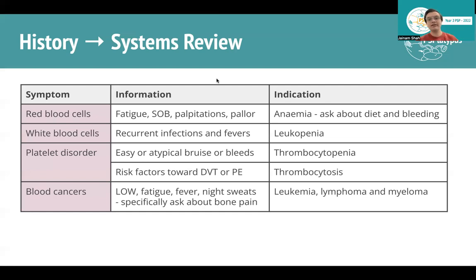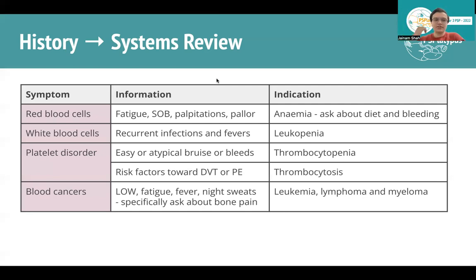Another one would be too many platelets, or thrombocytosis. So in this case, now you're clotting too much, right? And this can usually be hereditary forms of these sorts of conditions. So ask them about risk factors that would lead you towards thinking about a DVT, a deep vein thrombosis, or a pulmonary embolism. So, shortness of breath, have they had any leg pain, that kind of thing. Cough as well, or blood in the cough.